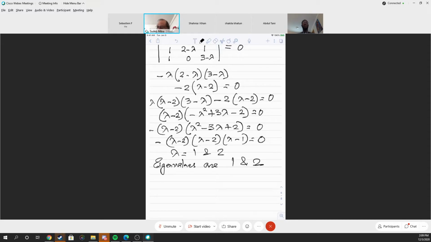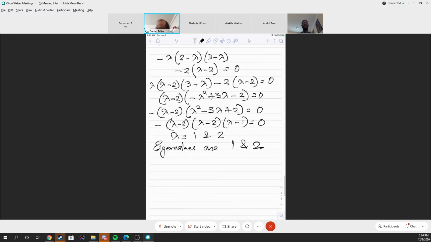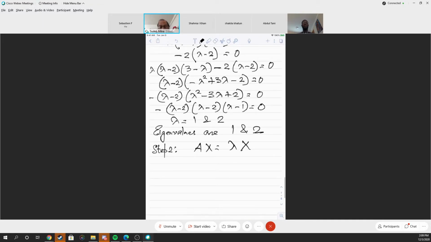Two is a repeated root, remember. Now I have to find eigenvectors. AX is lambda x. So A is [0, 0, -2; 1, 2, 1; 1, 0, 3] times x1, x2, x3 equals lambda x1, lambda x2, lambda x3.